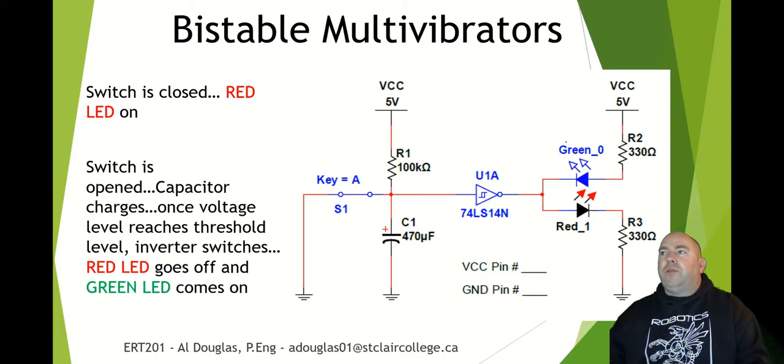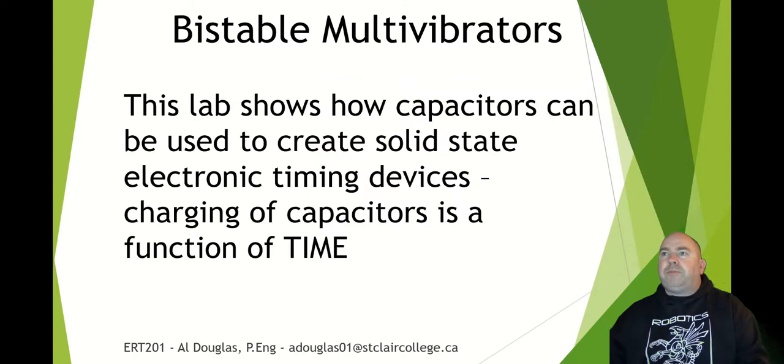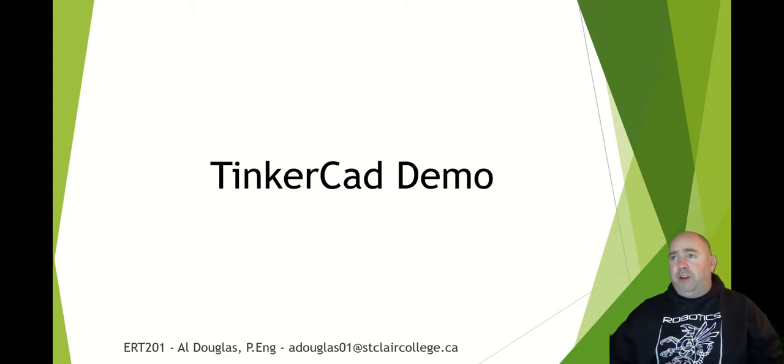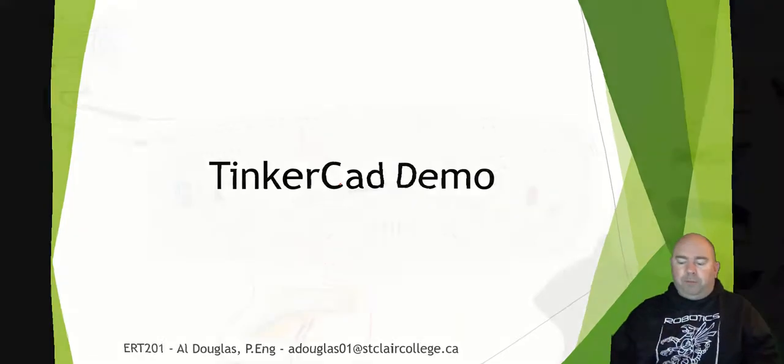Okay, so your circuit's going to look like this. Wire that up. We actually show the oscilloscope. I don't show the oscilloscope in this one. We'll do it in a later one. So this lab shows how capacitors can be used to create solid-state electric timing devices. A capacitor is a function of time. So let's look at the Tinkercad demo over here.